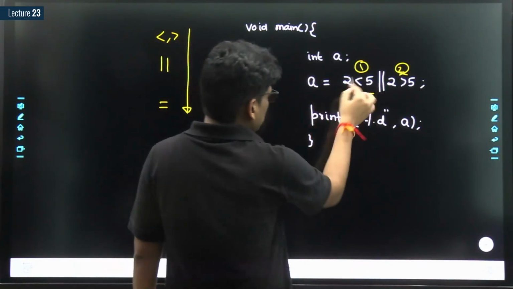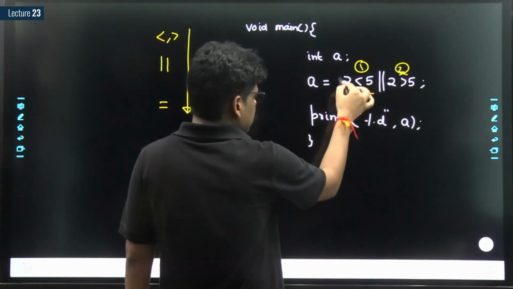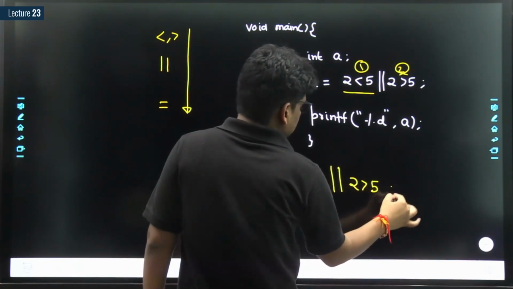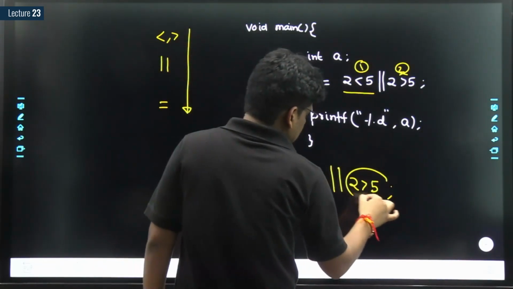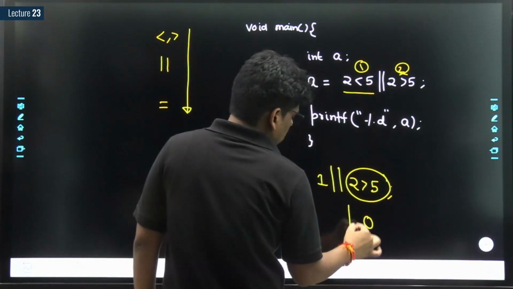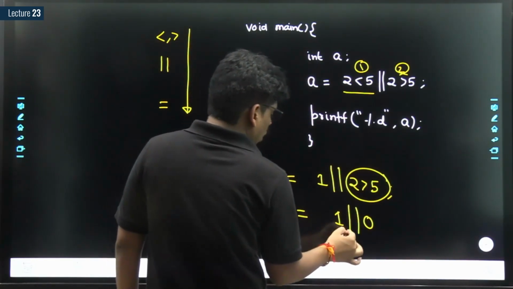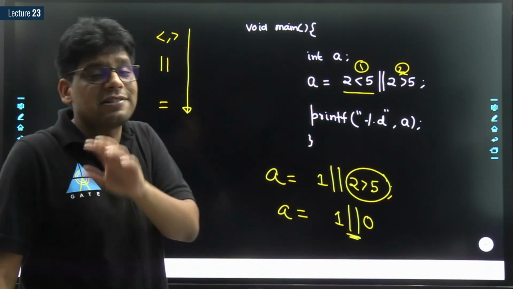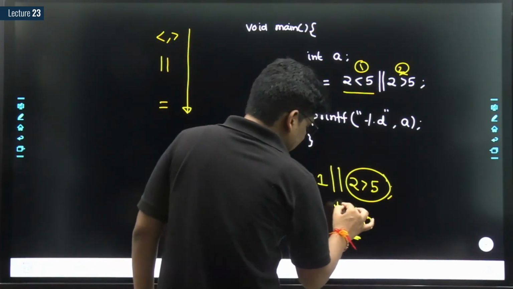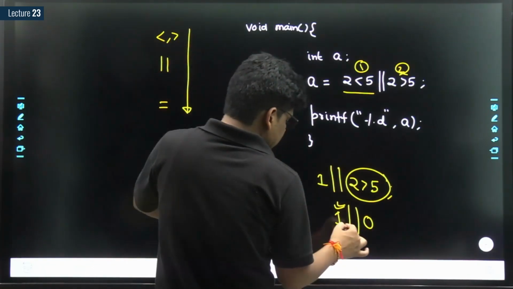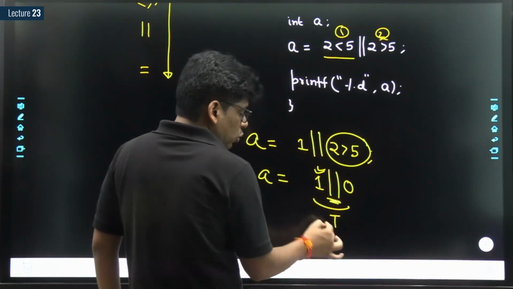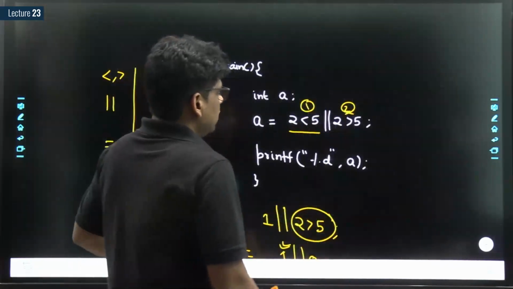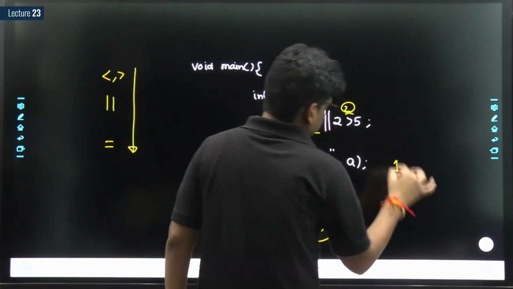So tell me, 2 less than 5, is it true? Yes, sir, it is true. That is why I can replace this with 1. Okay. Again, which one will be performed first? Then, sir, this one. 2 is greater than 5, it is 0. Sir, the OR operator, what does it say? If at least one of the operands is non-zero, the result is true. So, we have one operand as non-zero, that means the result is true. And what is the meaning of true? What value goes inside A? The value that goes inside A is 1. That is why the output of this code is 1.